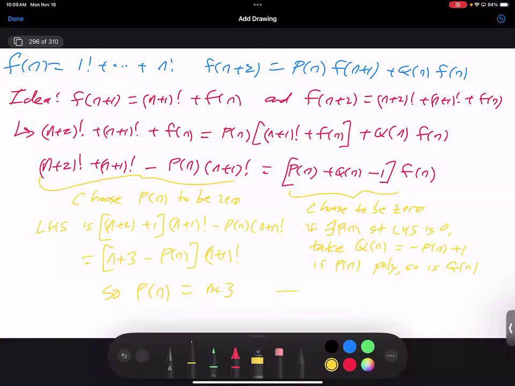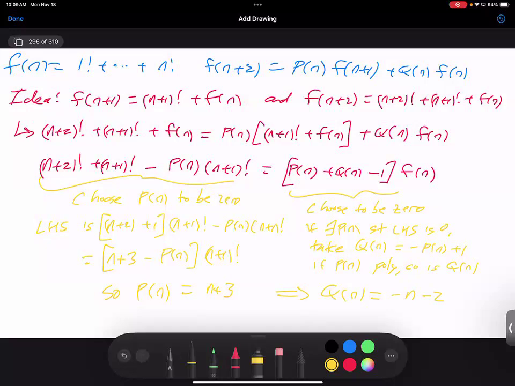And thus that implies Qn is going to be negative Pn plus 1. So it's going to be negative n minus 2, I think, assuming we haven't done any algebra mistakes.